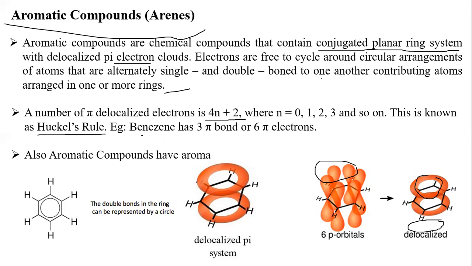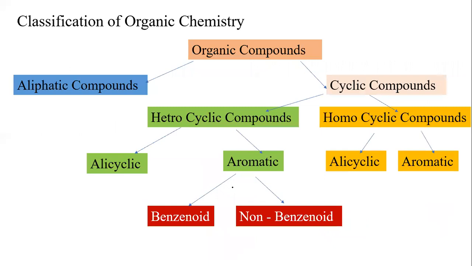Example: in benzene there are 3 pi bonds and 6 electrons. Also, aromatic compounds have some aroma, a good smell. So this ring structure is called the aromatic structure.